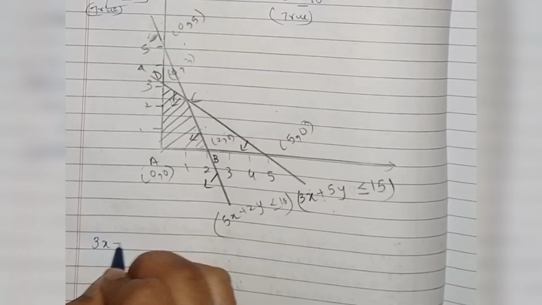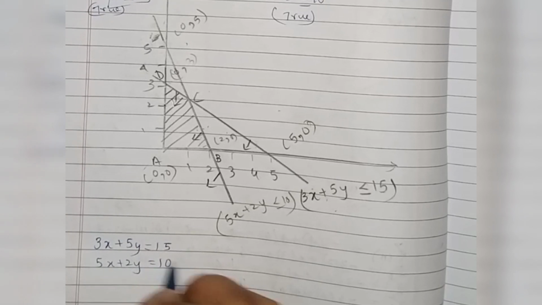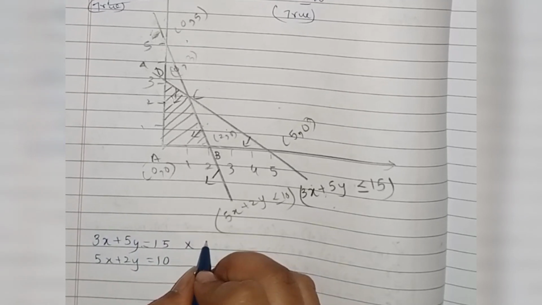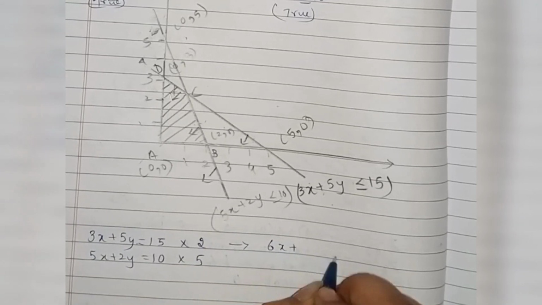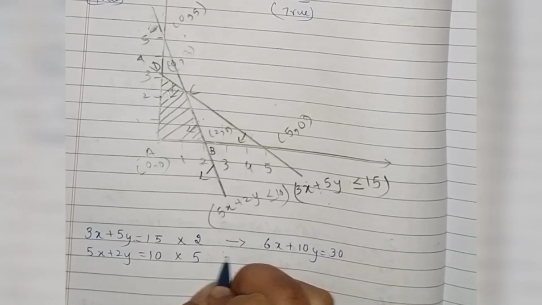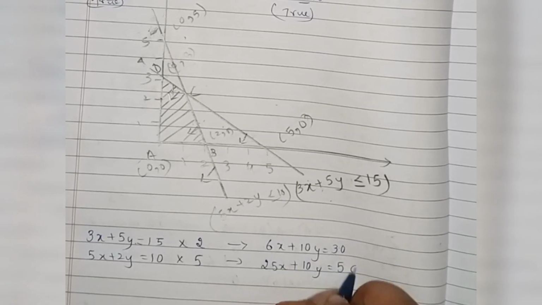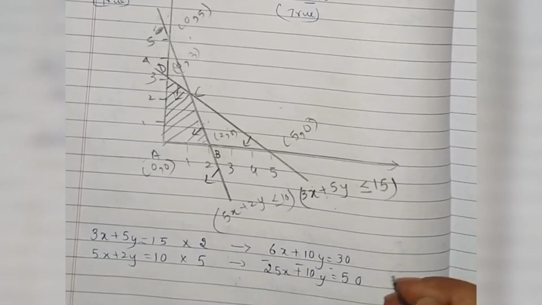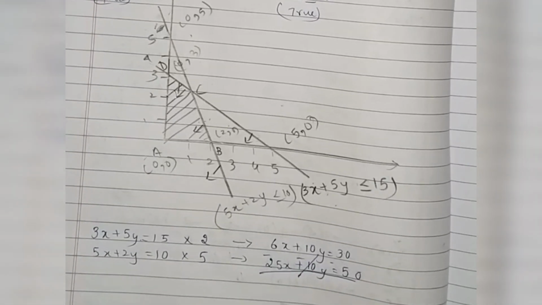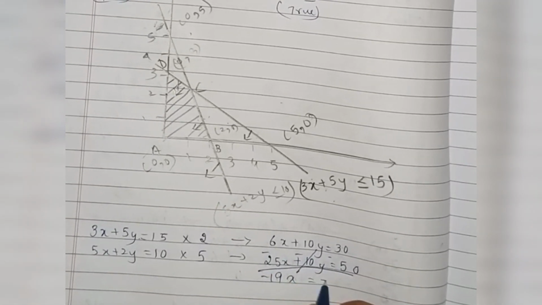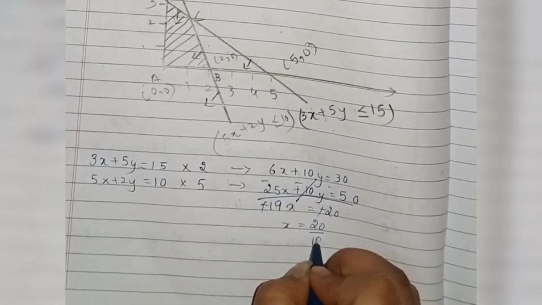Okay, so 3x plus 5y is equal to 15, and 5x plus 2y is equal to 10. Multiply equation 1 by 2 and the second equation by 5. So we'll get 6x plus 10y is equal to 30, and 25x plus 10y is equal to 50. Subtract both equations, and we get minus 19x is equal to minus 20. So x is, this minus sign cancels, 20 by 19.